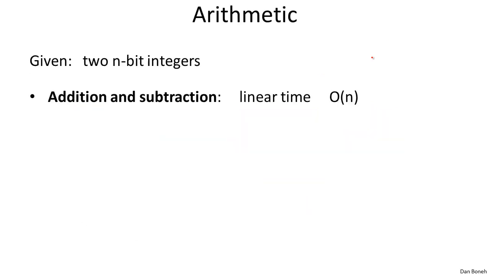So now let's look at the particular arithmetic operations to see how long each one takes. For addition and subtraction, what you would do is addition with carry or subtraction with borrow, and those are basically linear time operations. In other words, if you want to add or subtract two n-bit integers, the running time is basically linear in n.